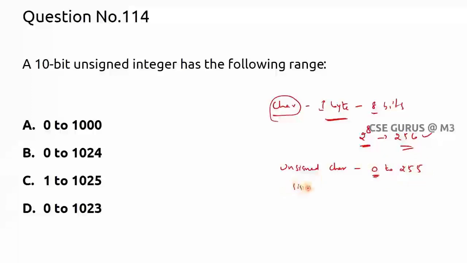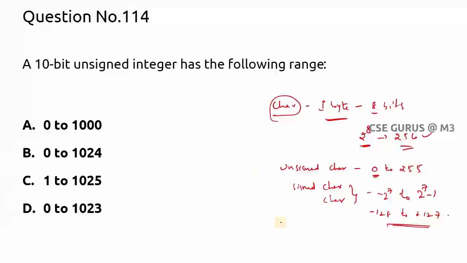If it is a signed char or simply char, what does it have to take? Of course, half of the values have to be on the negative side. So instead of 2 power 8, it is 8 minus 1, 7. So minus 2 power 7 to plus 2 power 7 minus 1. Here also you have 256 values in total. So minus 128 to plus 127. Like this you need to remember.